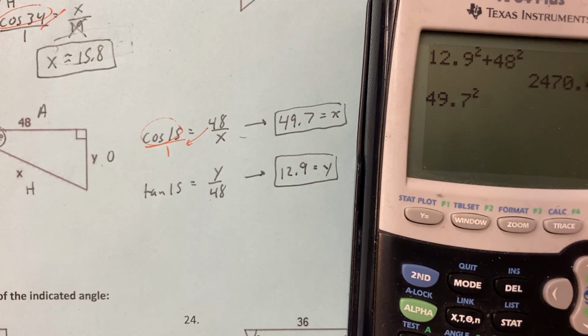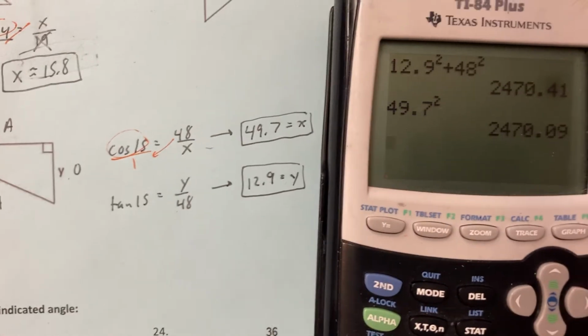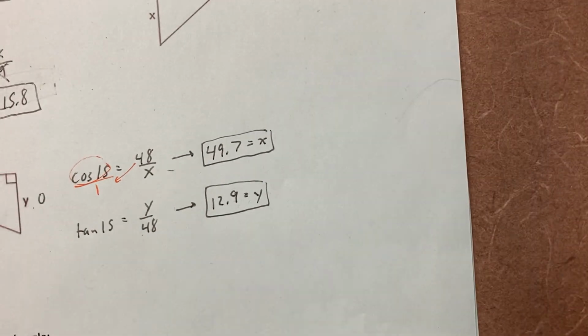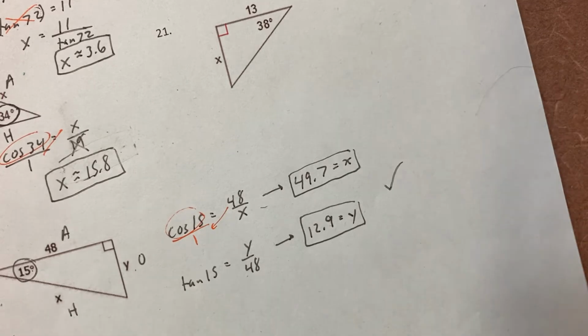They're not going to be perfect because I did round. Those are pretty darn close. I think I did it right. I checked it using the Pythagorean theorem.